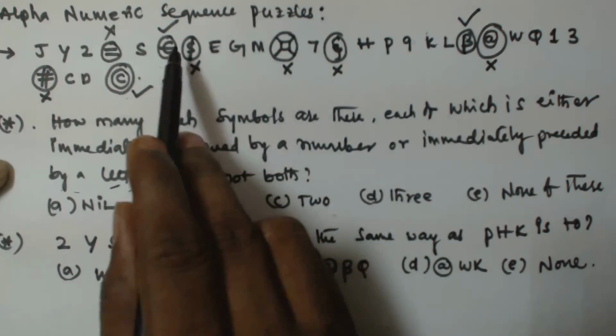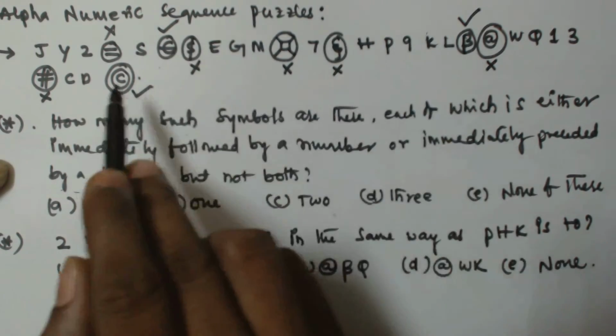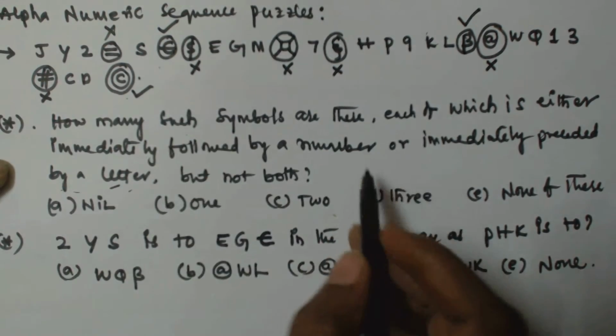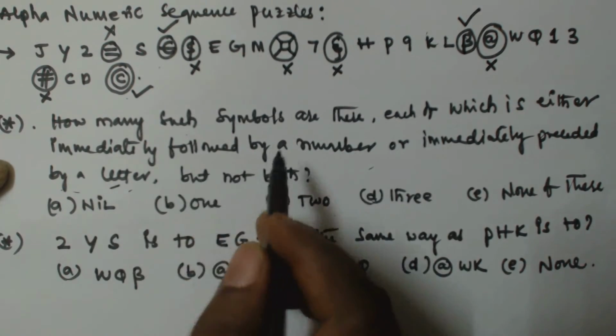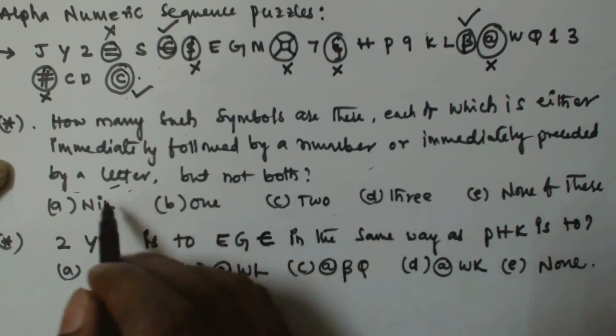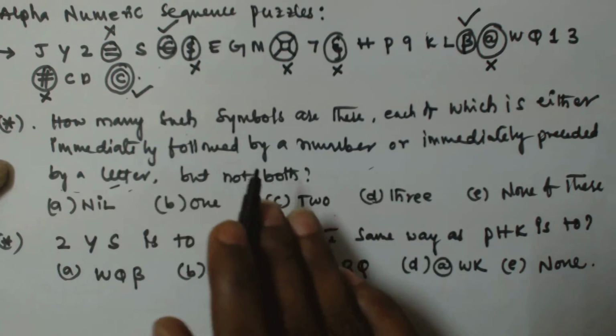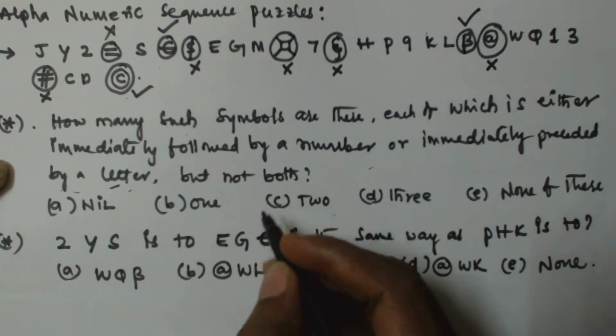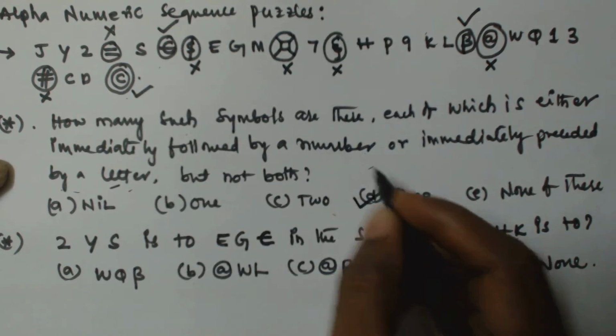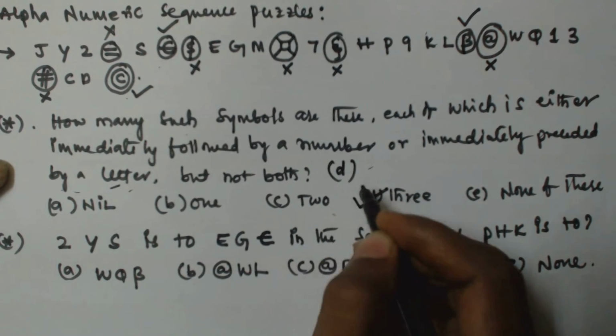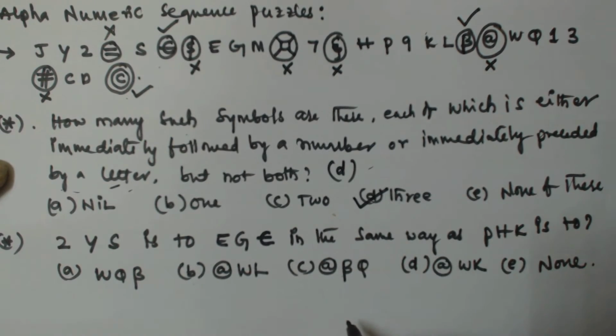So how many are actually satisfying the given condition? 1, 2, 3. So three symbols are either immediately followed by a number or immediately preceded by a letter, but not both. So that's why how many are there? 3 are there. So that means the option D is the right answer. So the option D is the right answer.